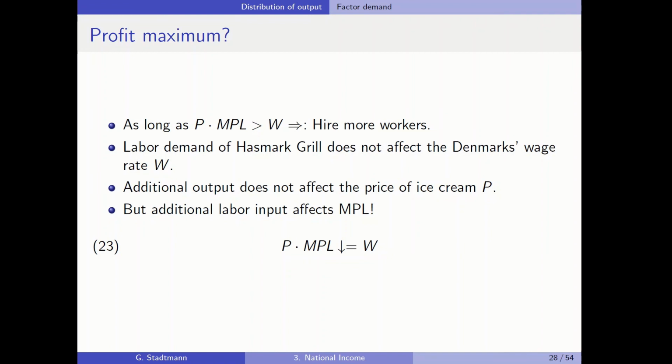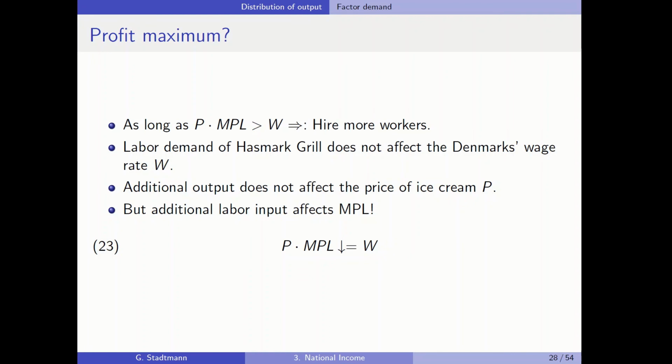But the additional labor input would affect the marginal productivity of labor. The marginal productivity of labor would decrease until we get to the equilibrium where the product of price times marginal productivity of labor is equal to the wage rate. So this equation here in 23 is a profit maximization condition. So this has to be fulfilled in order that we receive a profit maximum.